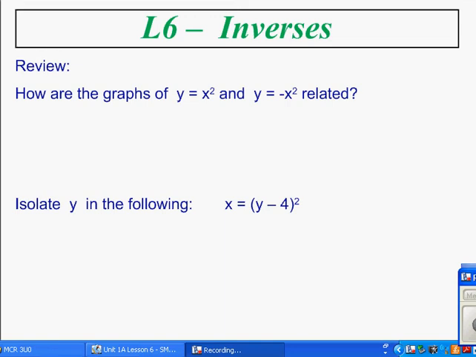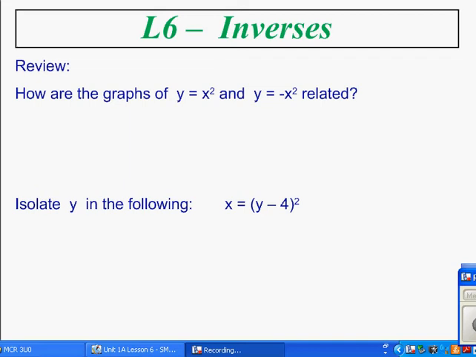All right, this is lesson 6, inverses. So in this lesson, we're just going to talk about what an inverse is and how you create an inverse from a function or from a relation. Just before we get started, I wanted to go over a couple of key concepts so that when you're finding inverses, you don't have to worry about these starting ideas.